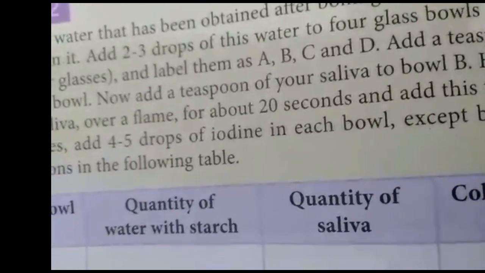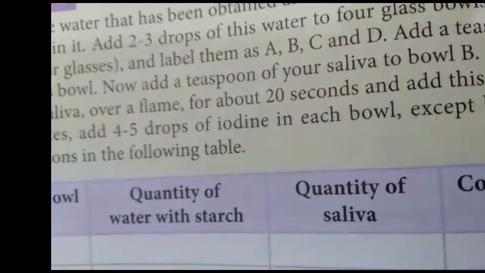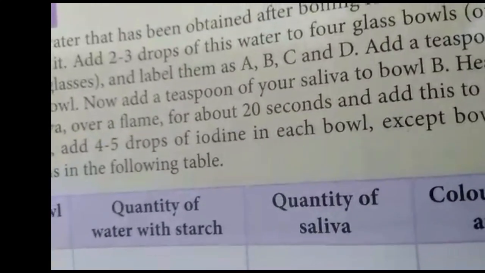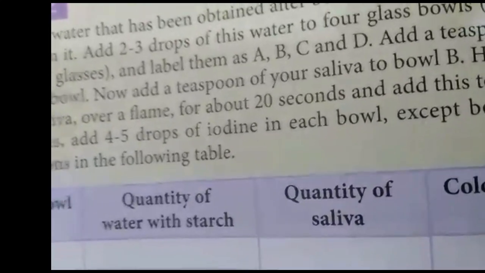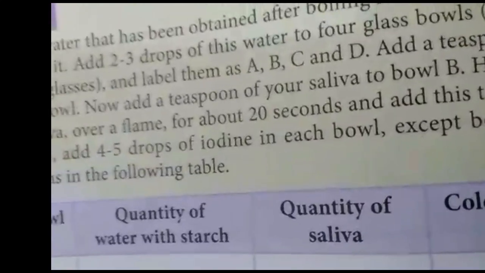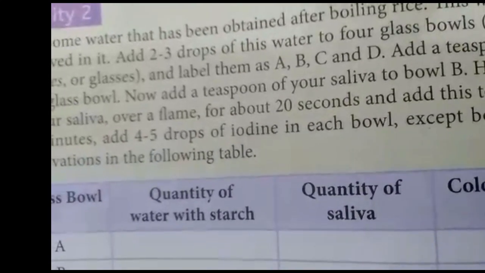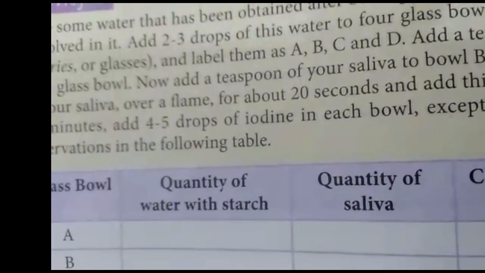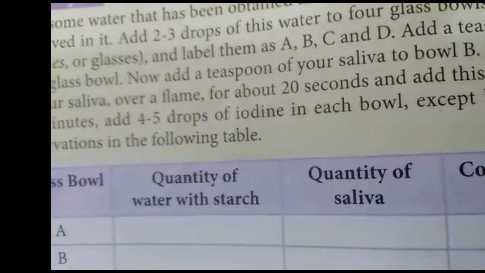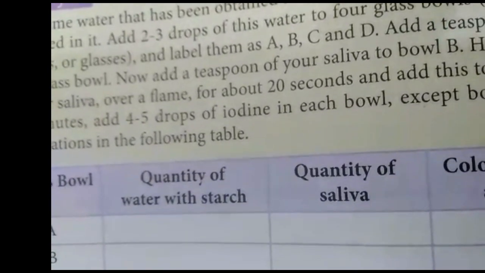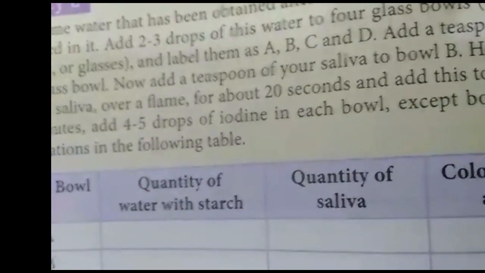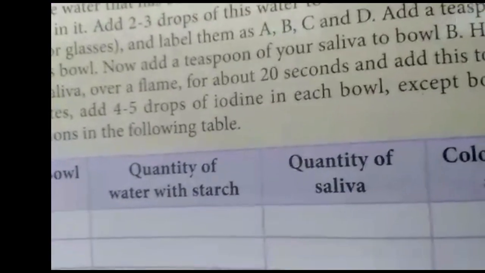Now in C we will add saliva, but after heating it. We will take a teaspoon of saliva, heat it, and after heating that saliva we will add it into bowl C. And in D we will add saliva. A teaspoon of saliva will be added in bowl D.